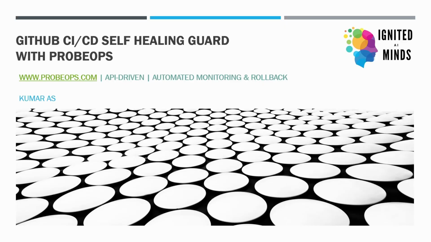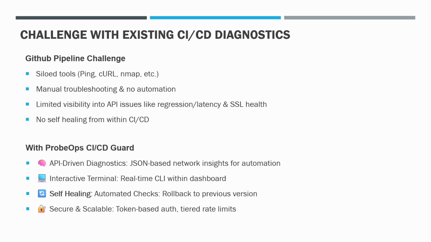Before we go to the dashboard, let's quickly check how this CI/CD self-healing guard will work. The challenge we are trying to solve using this CI/CD diagnostic is that currently, after each deployment, you have to run a number of manual checks using multiple tools, maybe curl and Postman, etc. And you have to manually check if your application is having any issues or if it's working smoothly, and you get limited visibility into API-related issues like regression, latency, and SSL health. And there's no self-healing option from within CI/CD.